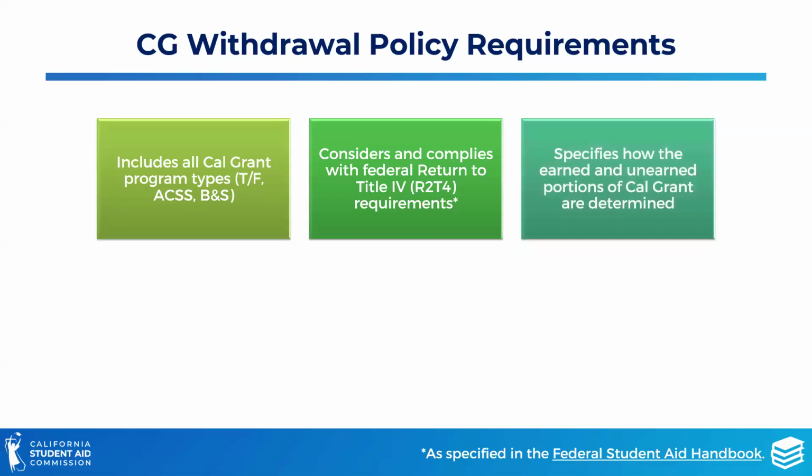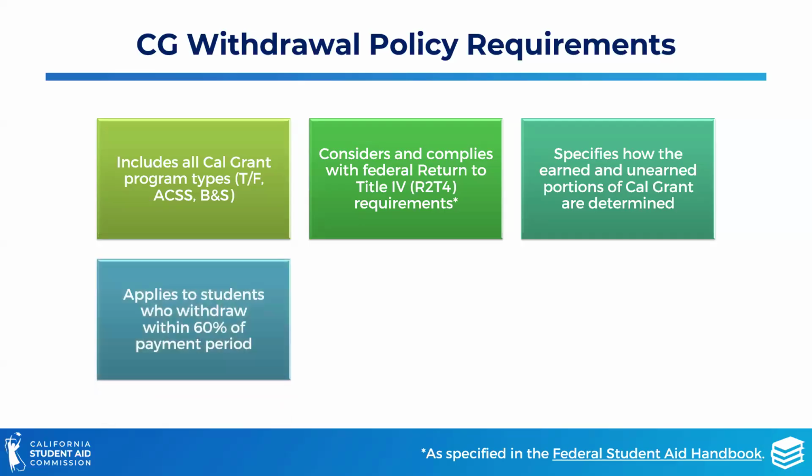Your policy must specify how your office determines the earned portions of Cal Grant and the unearned portions of Cal Grant. If you're new to R2T4, it's essentially when a student withdraws from the term completely. It's calculating how much of that financial aid that they've received, how much of it they can keep, and how much they have to return to the school or to the program.